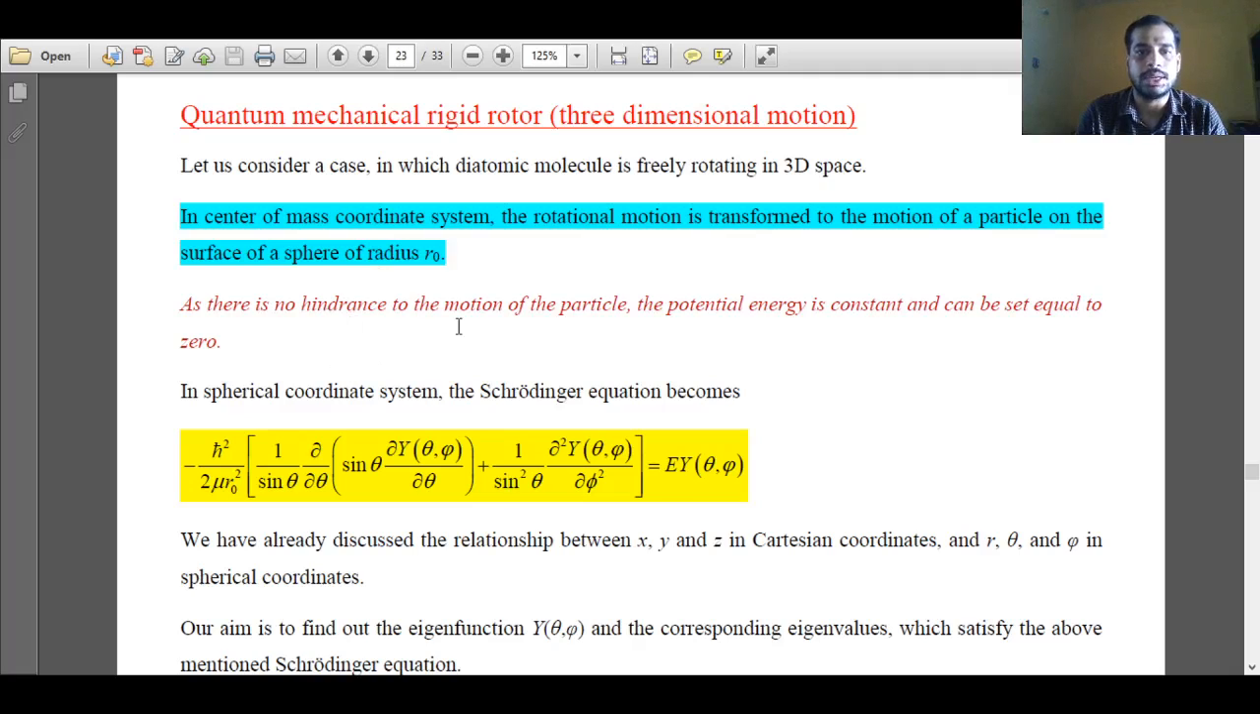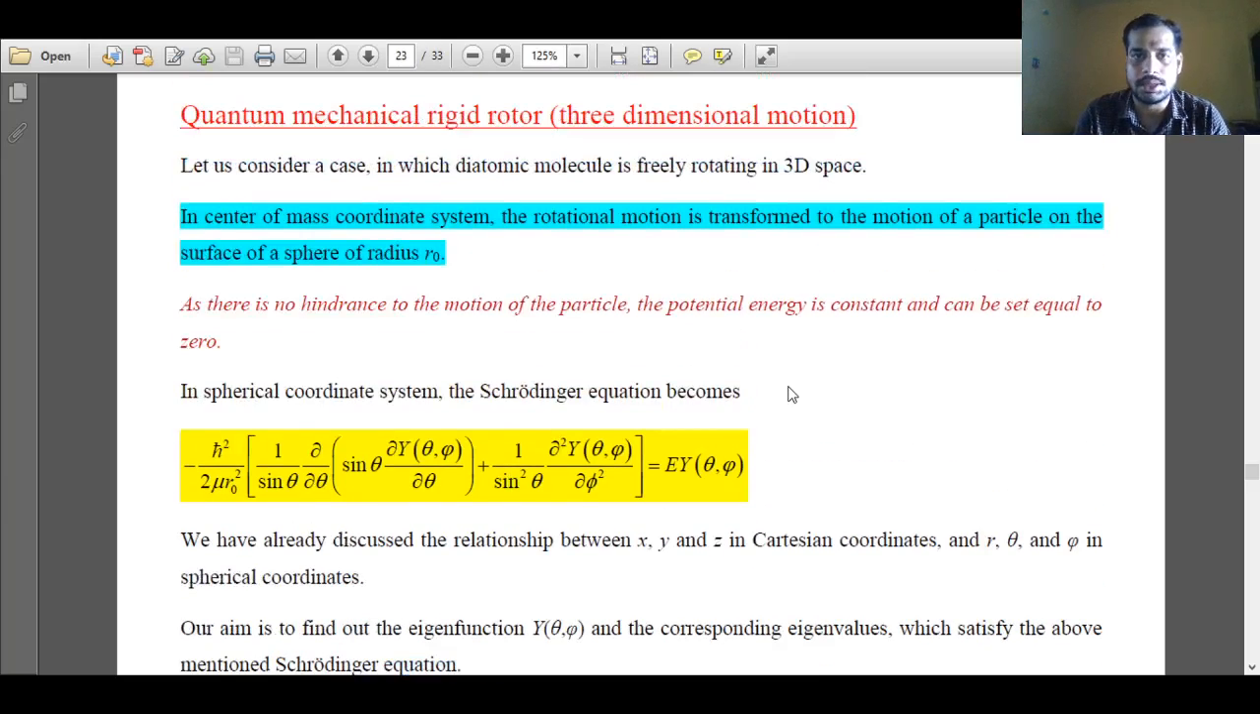Now, as there is no hindrance during the rotational motion, there is no external force applying, like frictional force or any other residual force on the system. That's why the potential energy of the system remains constant, and it is set equal to 0. In the rotational motion in two-dimensional space also, we have taken the potential energy of the system to be constant, equal to 0.